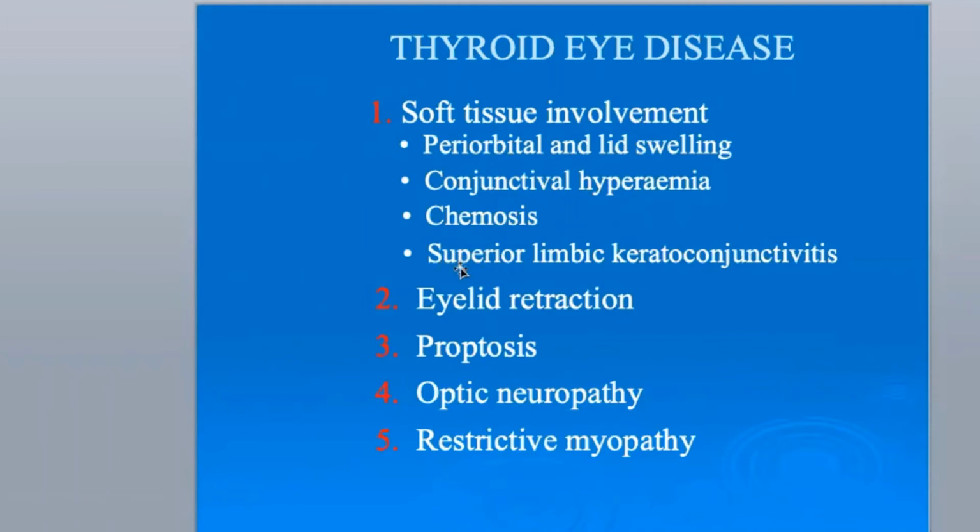Okay, I'm going to mention this one new word to you: superior limbic keratoconjunctivitis. Don't worry about this. We'll come back to the word later. You have eyelid retraction, so everybody knows this. Proptosis. Remember, when there's swelling at the back of the eye, you have your optic nerve at the back, so there's always a risk of having optic neuropathy, and eventually restrictive myopathy. Okay.